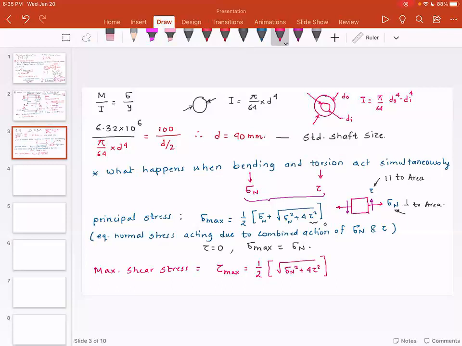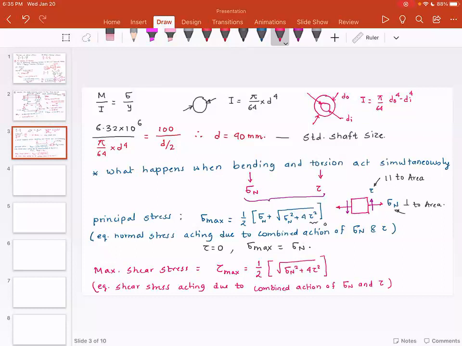So this is the shear stress, or I would call this equivalent shear stress, acting due to combined action of sigma n and tau.